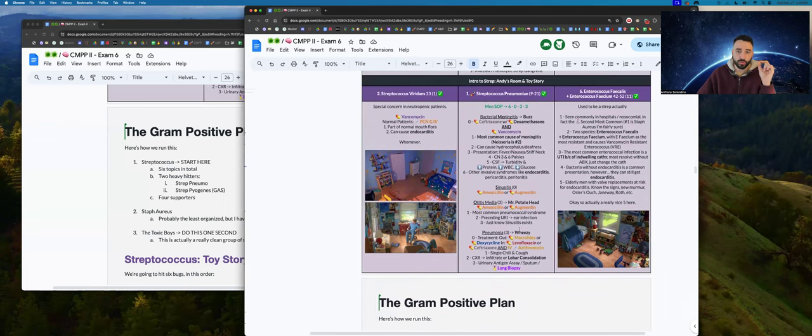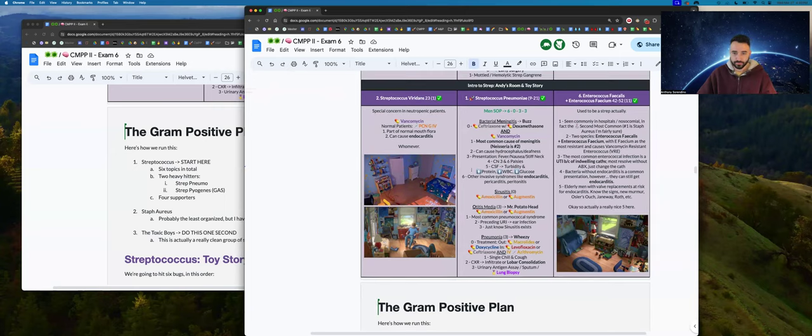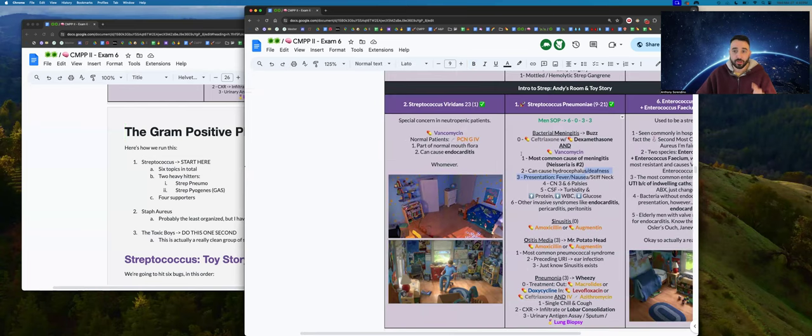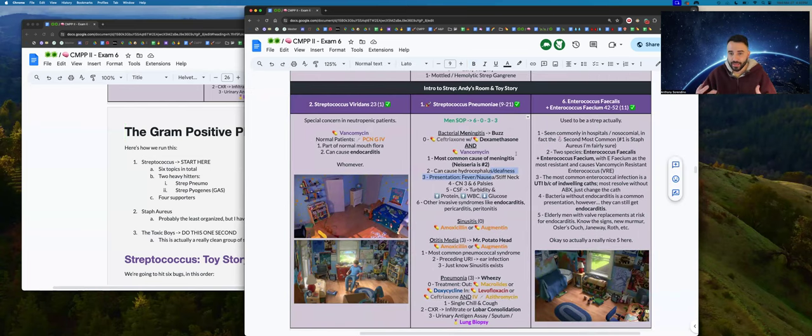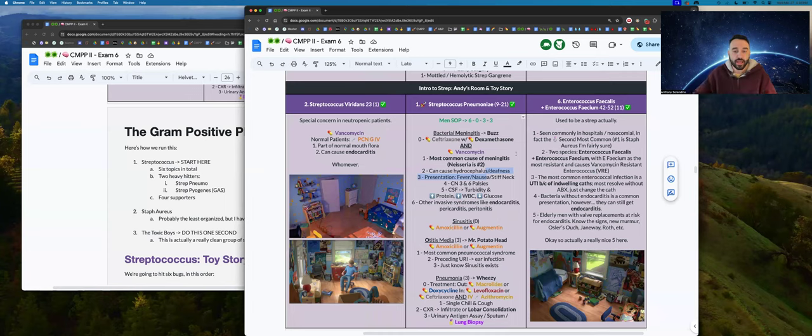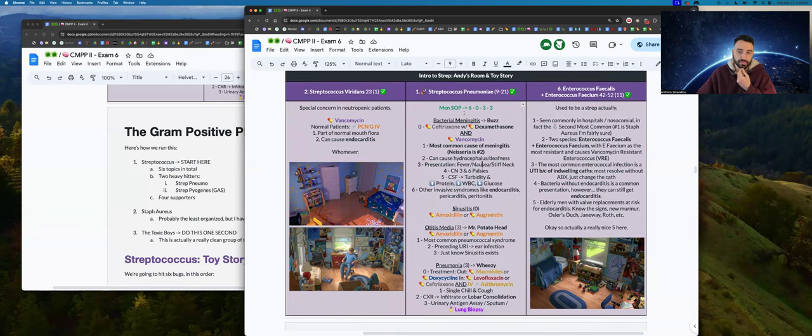It's about going through your PowerPoints and organizing things so that they're extremely tangible. So what I did for Strep Pneumo, for example, it's about saying, hey, Strep Pneumo is a thing, and again, tell me about it. So I've built these little mini mnemonics that go into this. For this one, it's MEN SOP. So it basically tells you, what are the manifestations of Strep Pneumo?